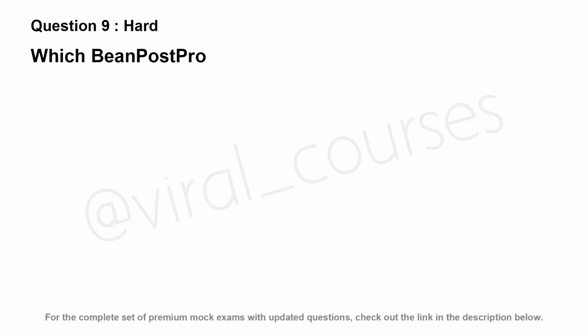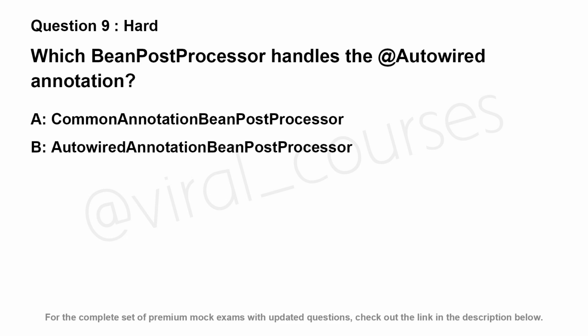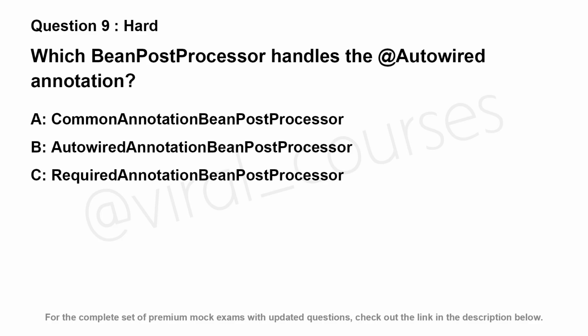Which bean post processor handles the @Autowired annotation? Option A, CommonAnnotationBeanPostProcessor. Option B, AutowiredAnnotationBeanPostProcessor. Option C, RequiredAnnotationBeanPostProcessor. Option D, ConfigurationClassPostProcessor.